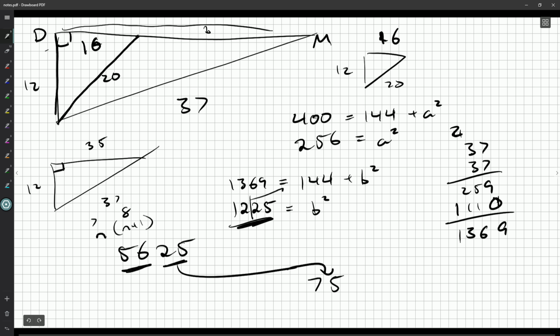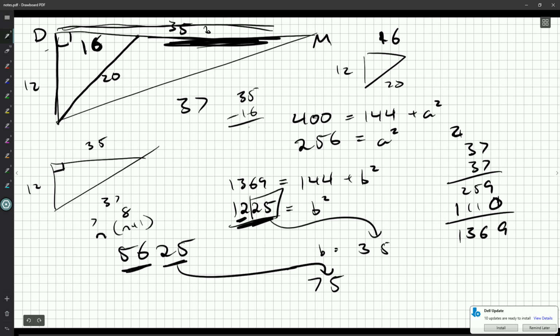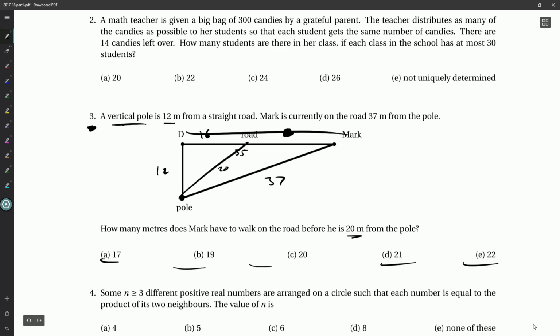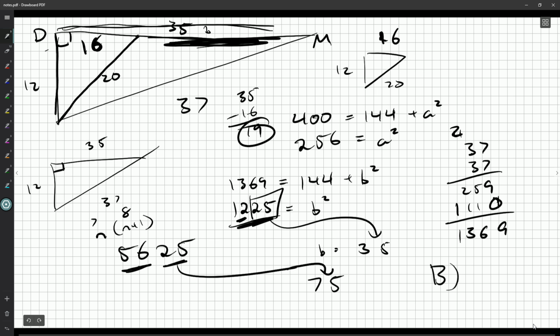So what have we got here? 1225, so we get 5 at the end. And then 12 is 3 times 4, and 4 is 1 more than 3, so we get 35. Now answering our original question, we know the total distance here is 35. We got 16 here, so we just need to go this small amount here. And we get 19. So 19 is our answer. I think I saw that as A. No, it's B. So Mark just needs to travel 19 meters down the road.